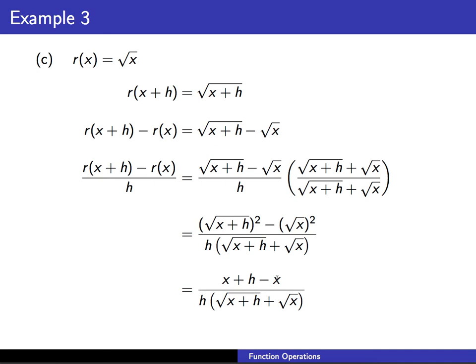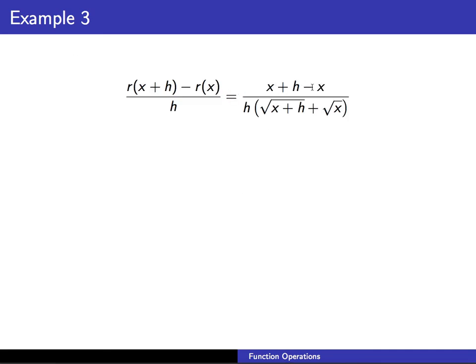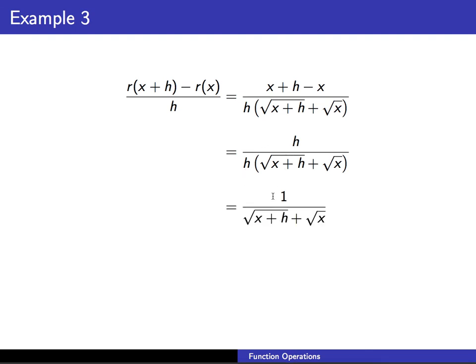And combining like terms in the numerator, the x's cancel out. We have h over this denominator, and then the h's will cancel out, leaving us with 1 over the square root of x plus h plus the square root of x as our final answer.